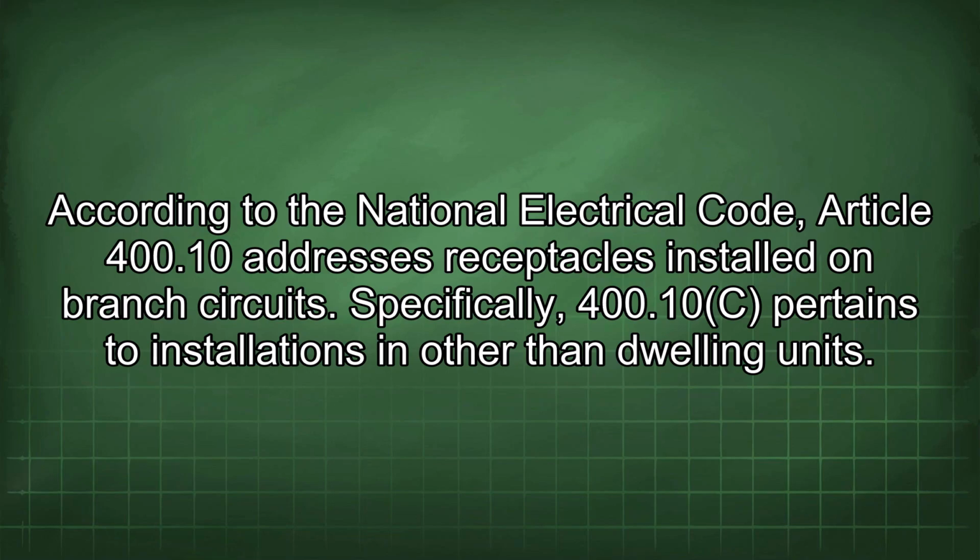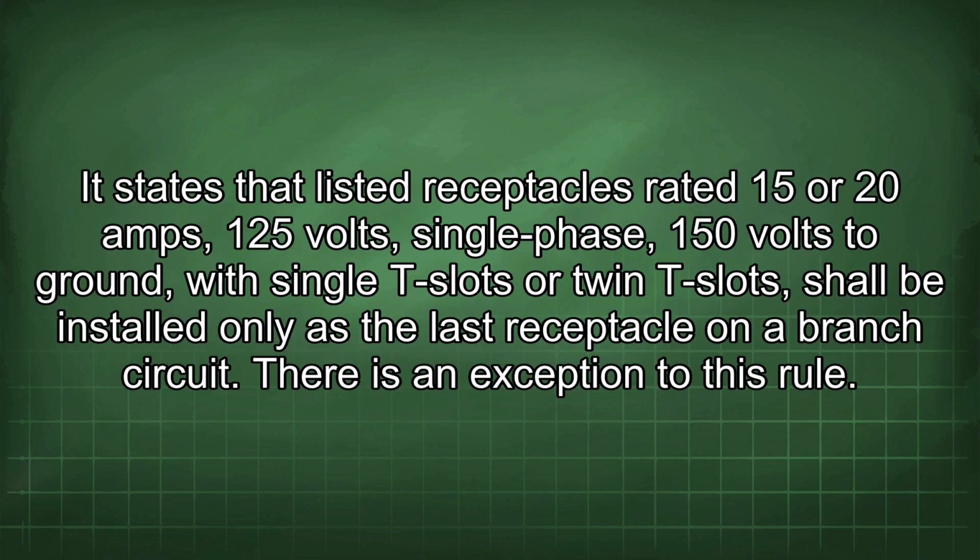According to the National Electrical Code, Article 400.10 addresses receptacles installed on branch circuits. Specifically, 400.10c pertains to installations in other than dwelling units. It states that listed receptacles rated 15 or 20 amps, 125 volts, single phase, 150 volts to ground, with single T slots or twin T slots shall be installed only as the last receptacle on a branch circuit.